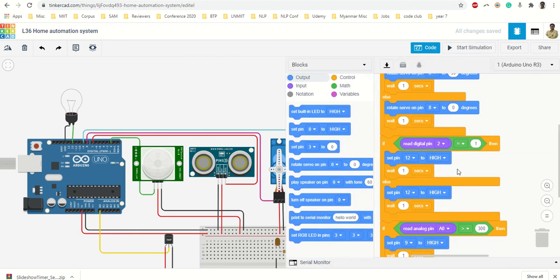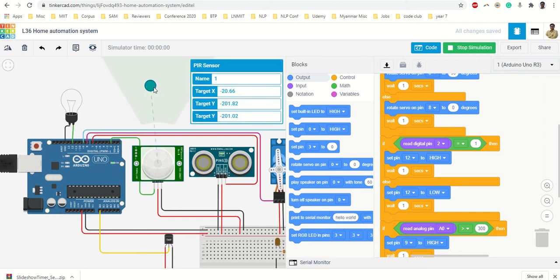Let us just see if we have it right. We made a mistake. We are making it high all the time, so we should make it low. And we start the simulation again, and slight movement, bulb is on. Now there is no movement, bulb is off.